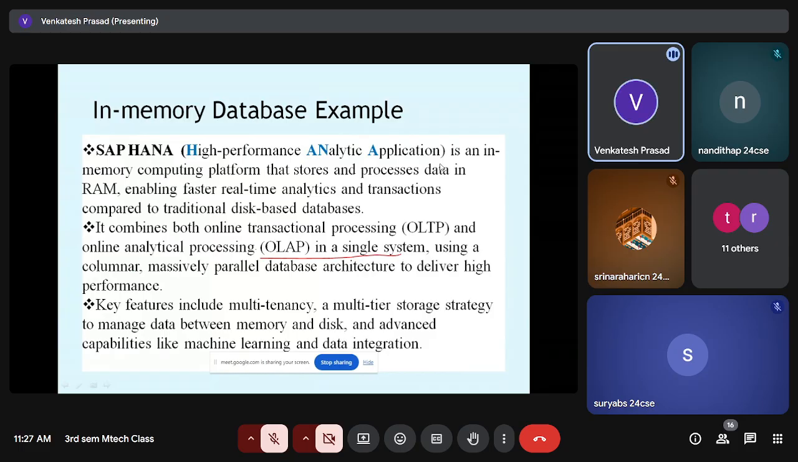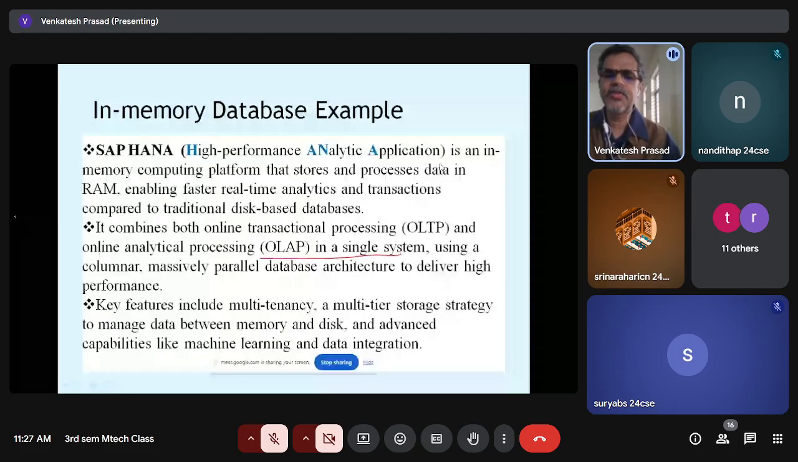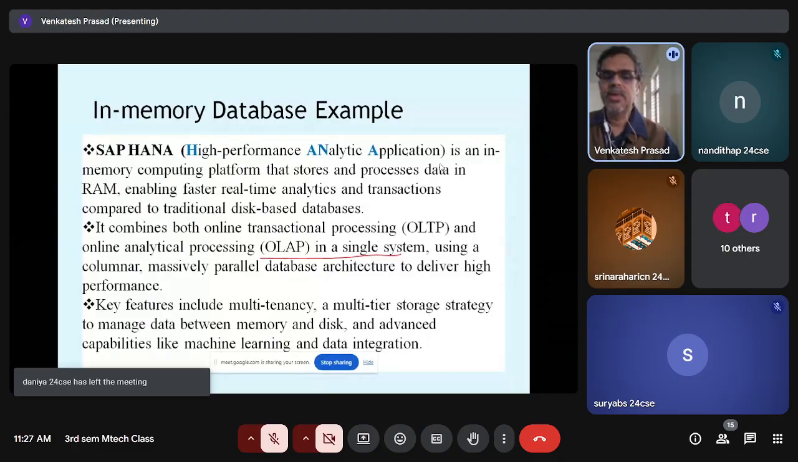Then they have another advantage, multi-tenancy, where they can include data from different tenants. A tenant can be a customer, a set of customers, a company, or a set of companies. It can mean anything, but generally it is a group of companies. Data related to each company can be stored separately, and you have security also. So there is no security issue when they store data belonging to different tenants in the same database.